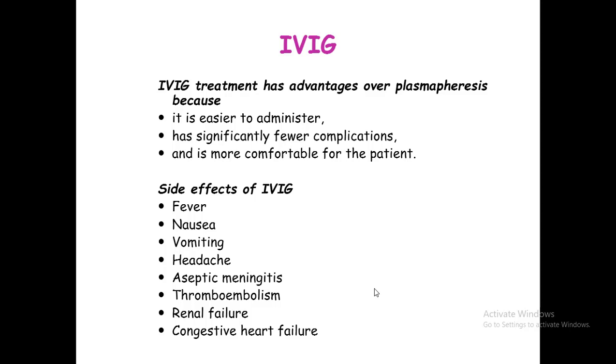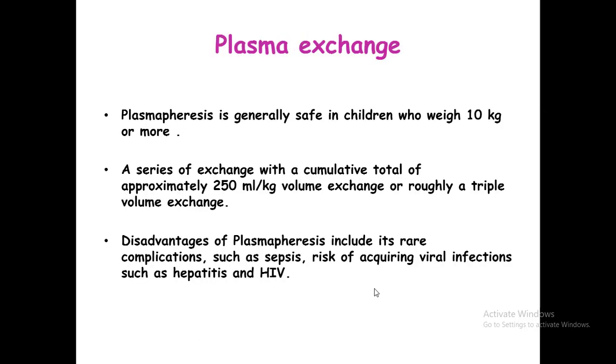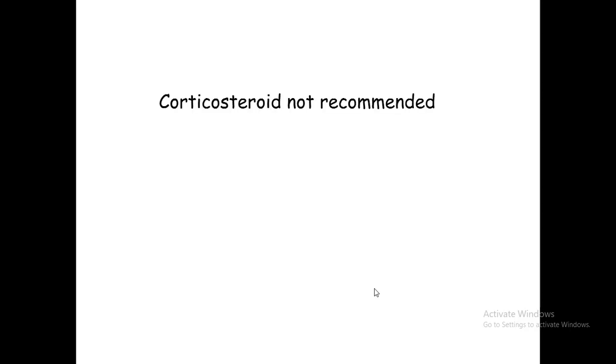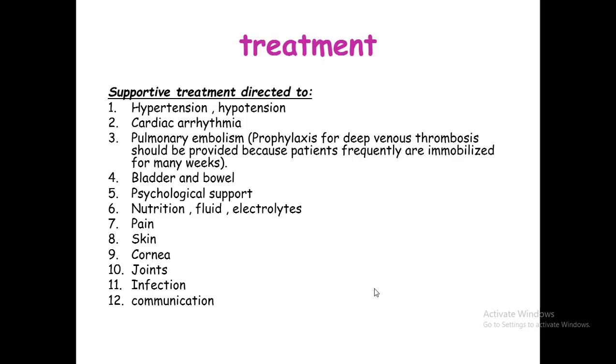It causes side effects, and the dose of IV immunoglobulin is 2 grams per kg. This is for the total course. It can be given over 2 to 5 days. Corticosteroid is not recommended. Managing pain is important.